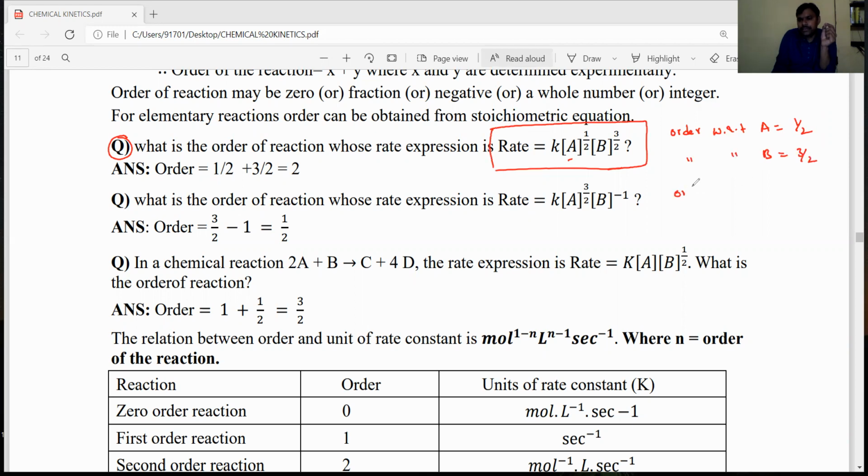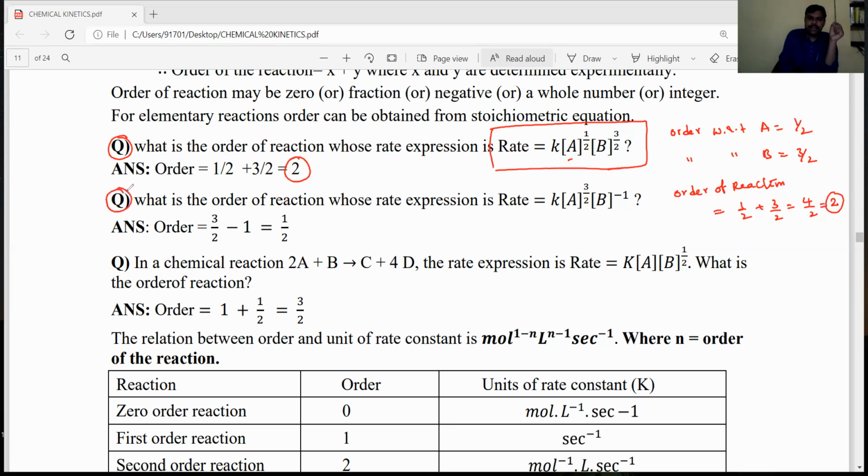Order of reaction: the order of the given reaction is equal to the sum of the powers of the concentrations of reactants. Sum means 1 by 2 plus 3 by 2. Taking LCM as 2, it is nothing but 4 by 2, which is equal to 2. So for the above rate expression or rate law, the overall order of the reaction is 2.